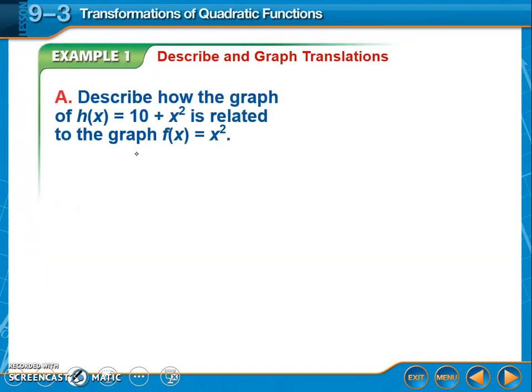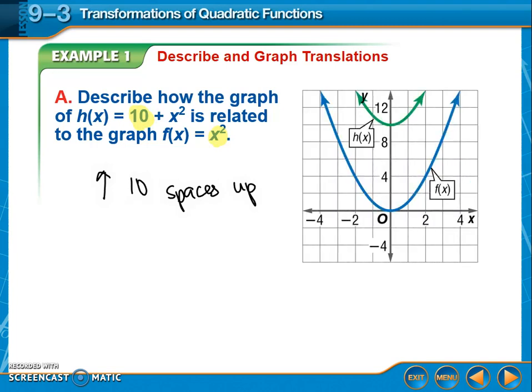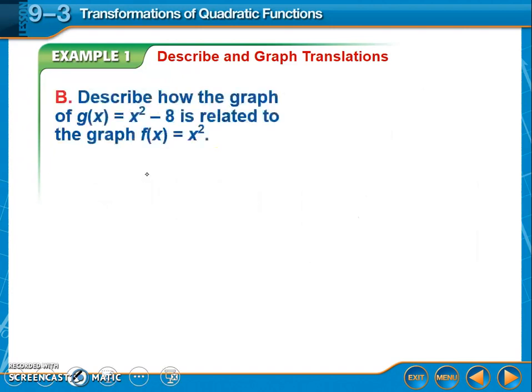So we want to describe how this is going to affect the graph. If this is our original graph right here, what's going to happen to the graph if we add 10? That moves our graph 10 spaces up. If we started out here, this is our regular graph, and we just shift the whole thing up 2, 4, 6, 8, 10 spaces to get us here. So that's called a vertical translation.